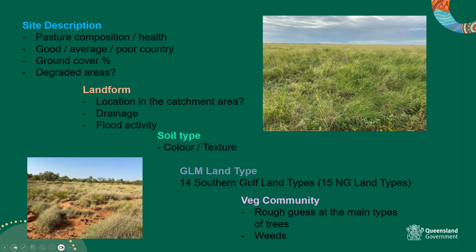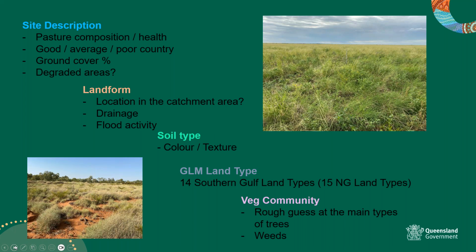We'd also give reference to the soil type, the colour and the texture from what we saw from the site. And we give reference back to the main land types. If anybody wants to look at these different GLM land types, they're available on the Future Beef website under GLM land types. There's 14 different Southern Gulf land types, and 15 Northern Gulf land types.